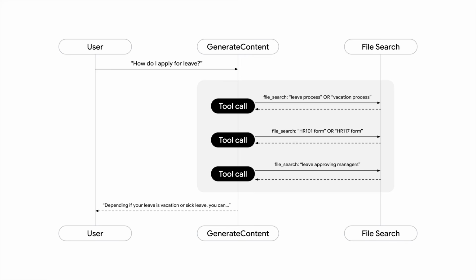This is the agentic part. The user's query is ambiguous, as there are different types of leave that could apply. So instead of stopping and asking the user, Gemini starts with a query to find all of the different types of leave processes that might apply.